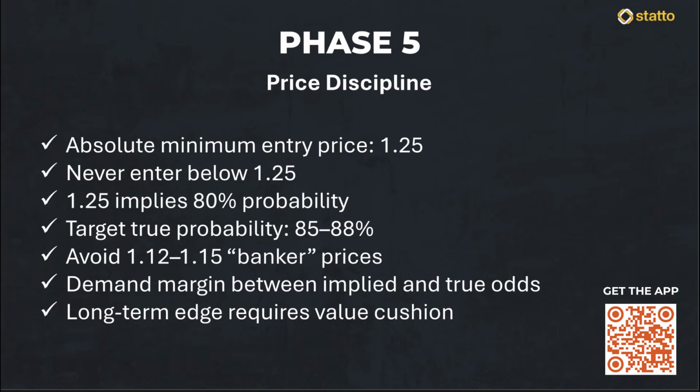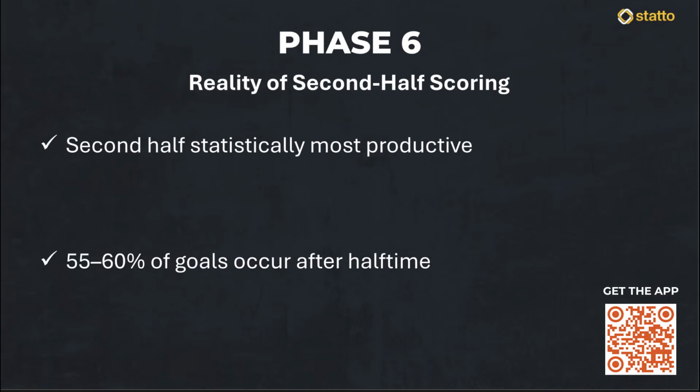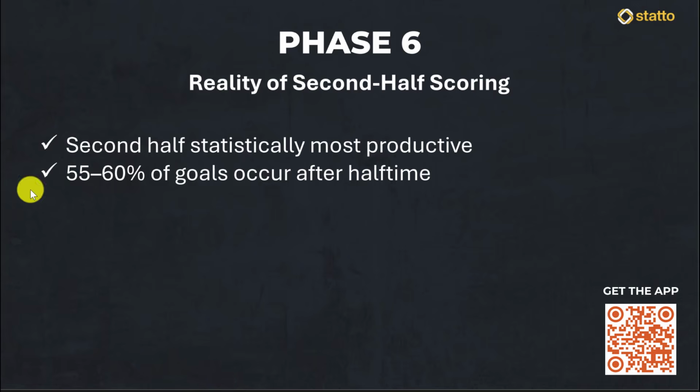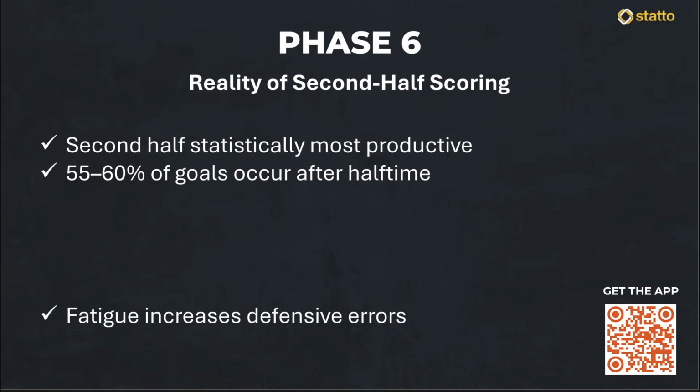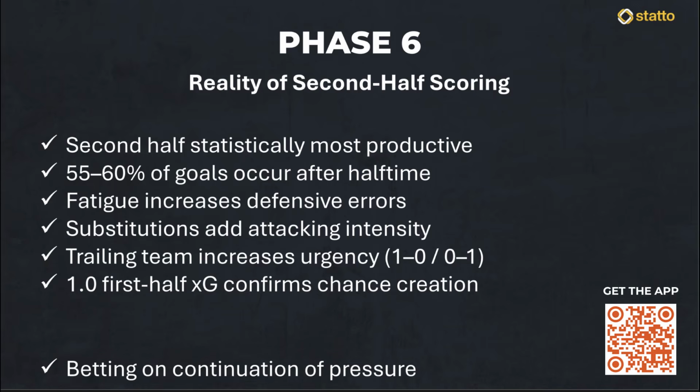That brings us to phase 6, which is the reality of second half scoring. We have to remember why we are doing this. Statistically, the second half is a different animal. As players tire, defensive errors increase, and substitutions bring fresh attacking energy onto the pitch. In a 1-0 or 0-1 scenario, the trailing team is forced to increase their urgency, which stretches the game and creates space for counters. The market often overweights a slow first half where chances were missed, but the underlying data of 1.0 xG tells us the chances were there. We are betting on the talent on the pitch to eventually convert, supported by the statistical certainty that the second half is the most productive period of the match.